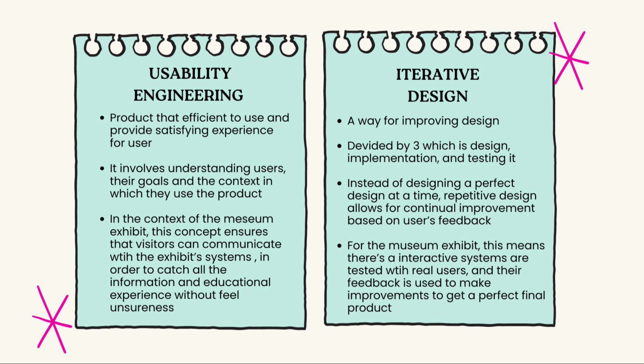The second one is interactive design. It's a way of improving design, divided into 3 parts, which are design, implementation, and testing. Instead of designing a perfect design at one time, iterative design allows for continual improvement based on users' feedback. For the museum exhibit, this means the interactive system is tested with real users and their feedback is used to make improvements to get a perfect final product.